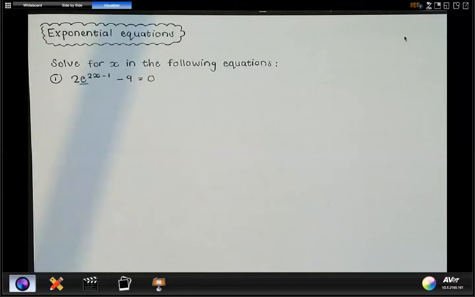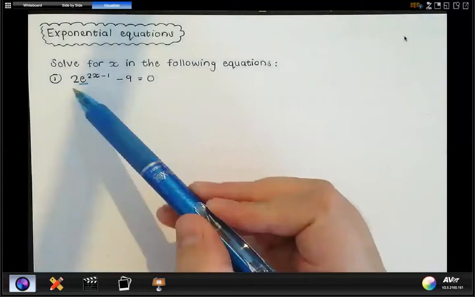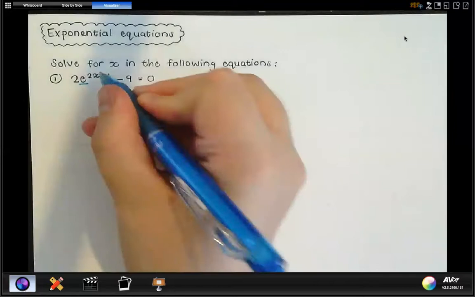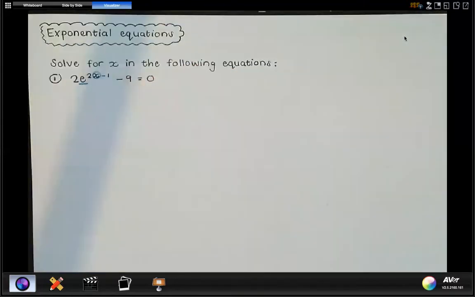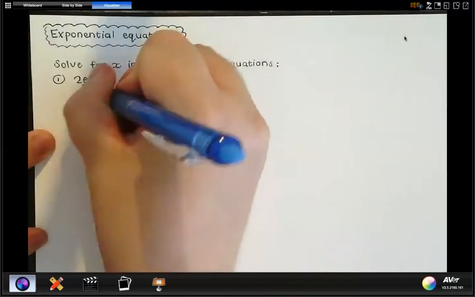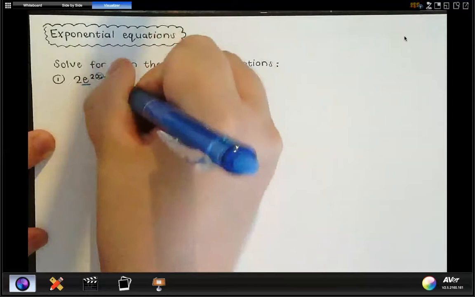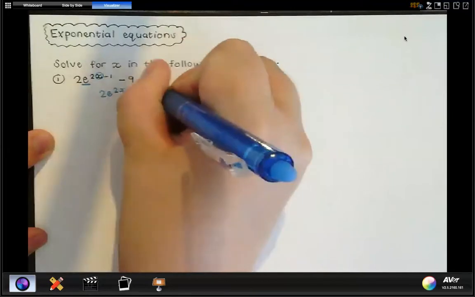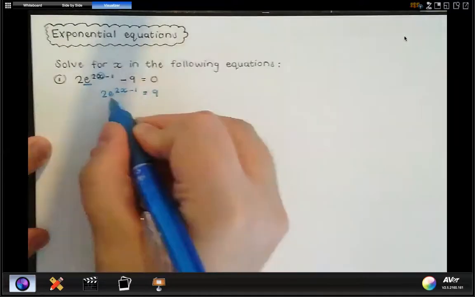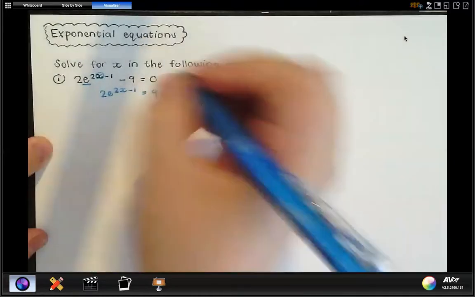All right, so for this first one, solve for x in the following equations. Number one, we have 2e to the 2x minus 1 minus 9 is equal to 0. All right, we're needing to solve for x, so we want to get that term that has the x in its exponent on its own on the one side and everything else on the other side. So I'm going to move that 9 to the other side. So I'm going to leave the 2e to the 2x minus 1 on the left-hand side, and that is then equal to 9. Now from there, I want just the e and the exponent on its own, so I'm going to divide by 2.